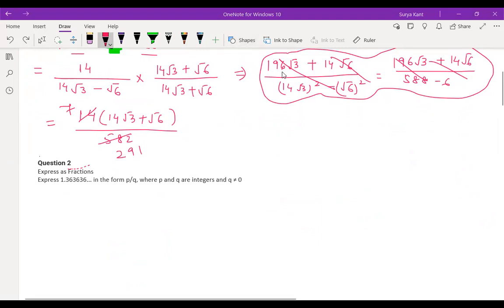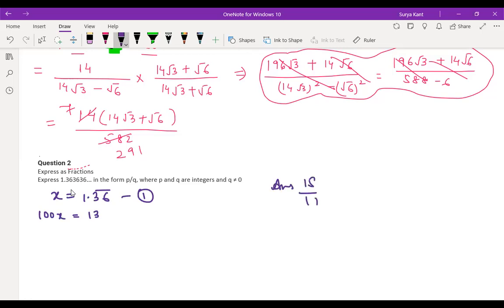Sai Charan, what is the answer for this? You have already done this question number 2. Yes, sir, I solved it. So x is equal to 1.36 bar, right? So this is your first equation. And second equation, sir, I got 15 by 11. You got the answer as 15 by 11.